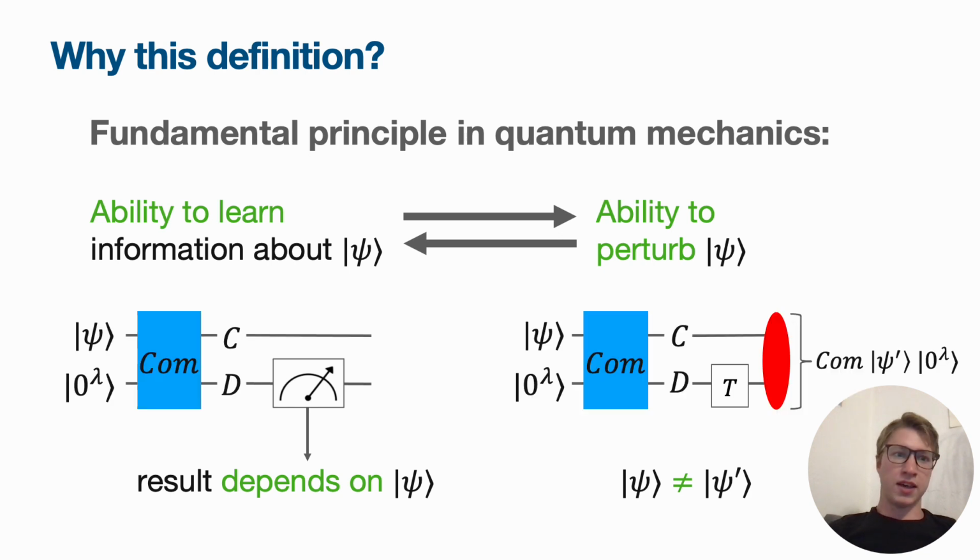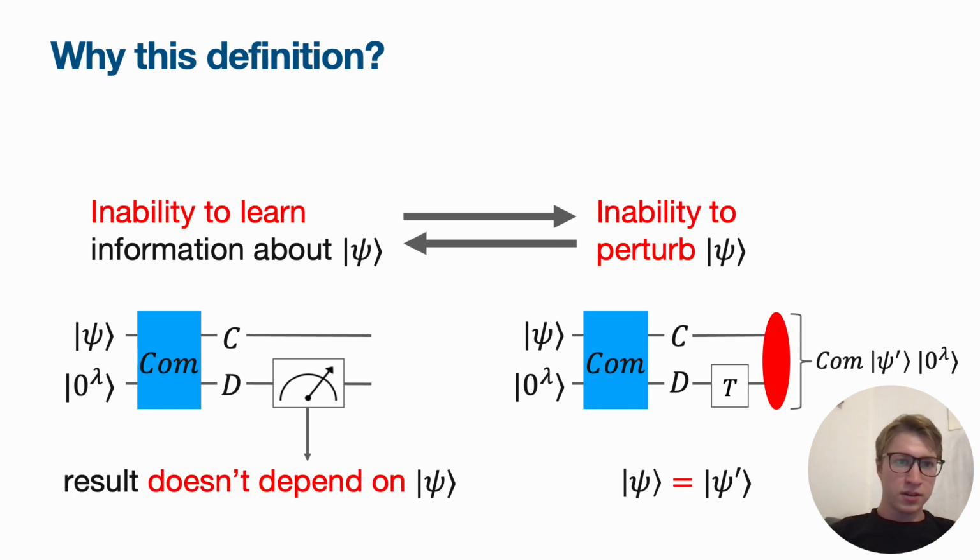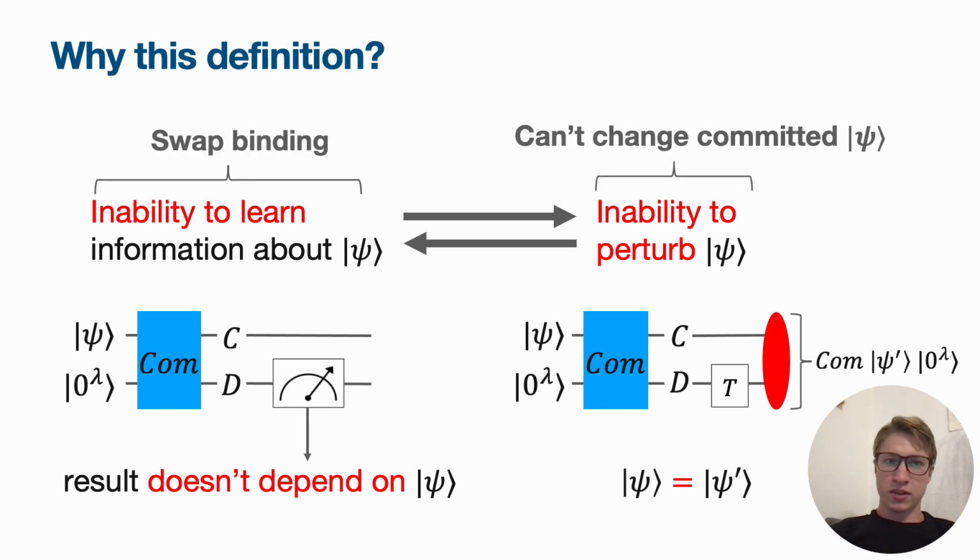So in our setting, this says that if we can perform a measurement on the D register alone that depends on the state, then we can perform an operation on the D register alone that changes the underlying committed state, and vice versa. So taking the negation of this, we see that the inability to learn about information about the state, given just the D register, is equivalent to the inability to perturb the state, given just the D register. But look, on the right side, the inability to perturb the state is sort of capturing our intuitive notion of what binding should mean, that you can't change the committed state. On the left side, the inability to learn about the state is what we formalize with swap binding.